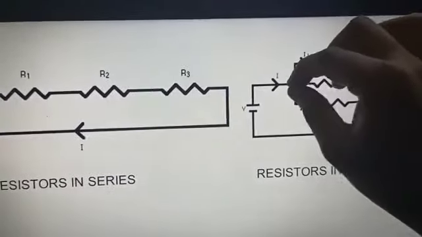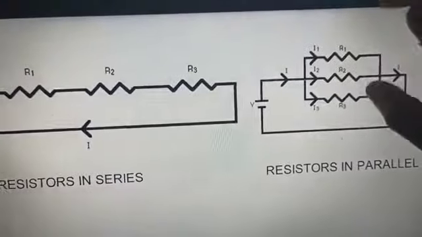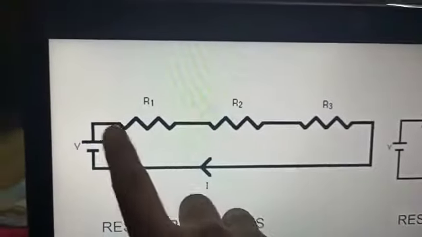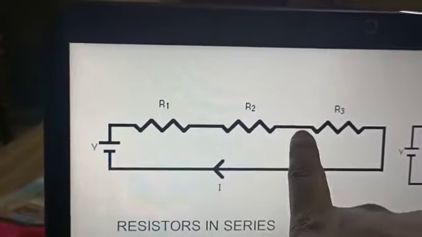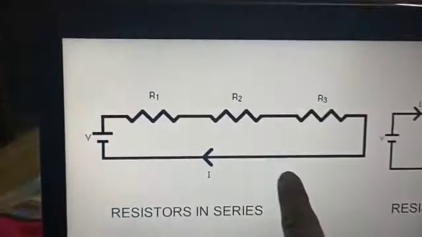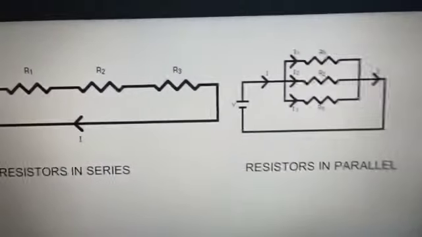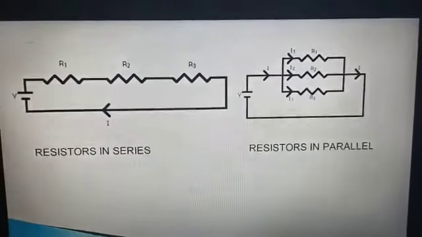All have the same starting point, all have the same ending point. Resistors in series: first one starts and ends in between, then again the second one starts and ends in between, and so on. So this is resistors in series and this is resistors in parallel.